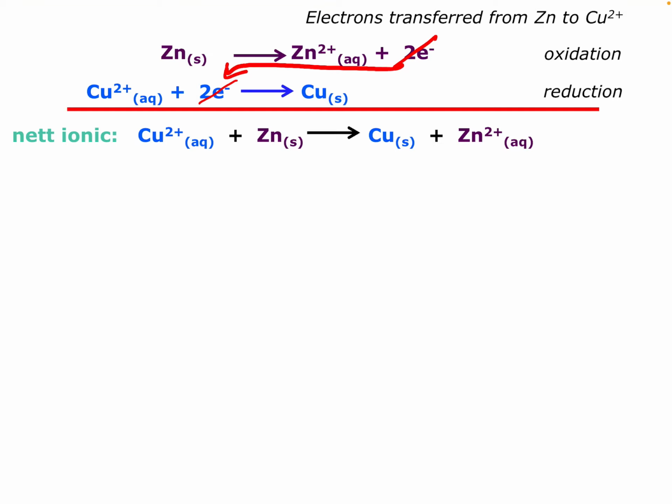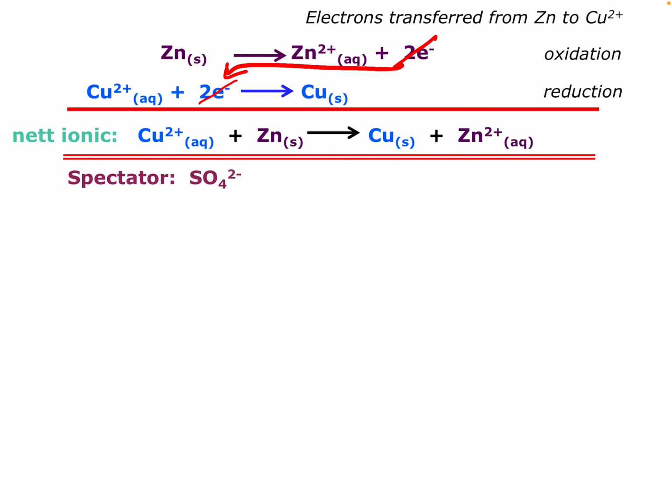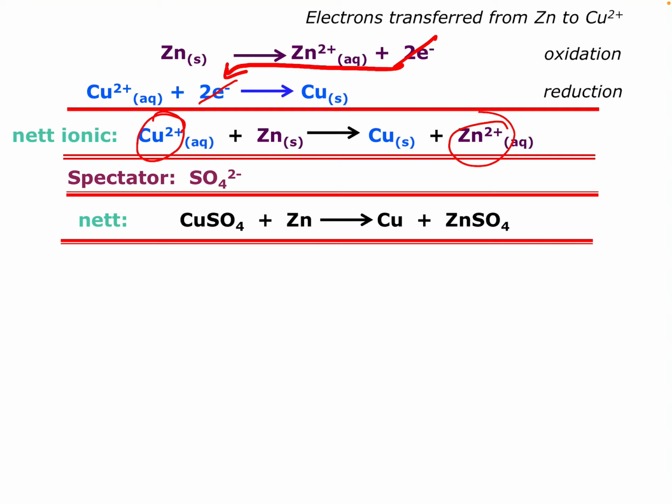So you've got Cu2+ plus zinc becomes Cu plus zinc 2+. Okay? The spectator here is the sulfate, the SO4 2-. It doesn't take part in the reaction, but we need it because we can't have ions just running around. You can't have a positive charge just in a solution. It's not viable. It won't happen. It makes it very unstable. So the SO4 2- is there to neutralize everything. So if I put the SO4 2- into the reaction to get my net reaction, I get copper sulfate plus zinc becomes copper plus zinc sulfate.